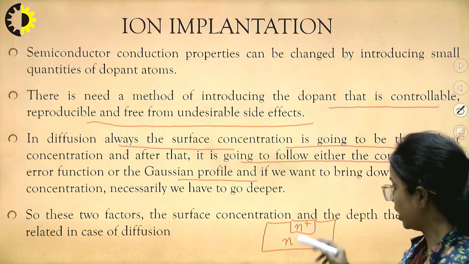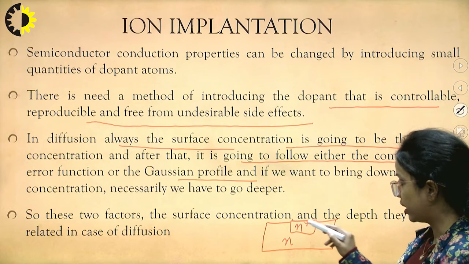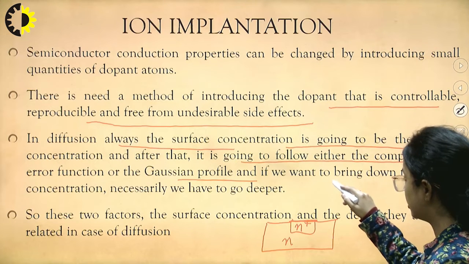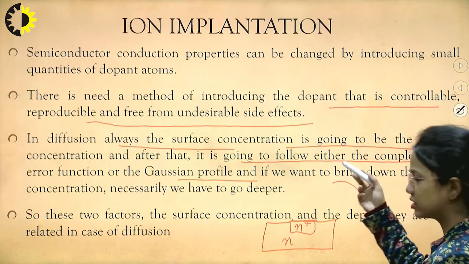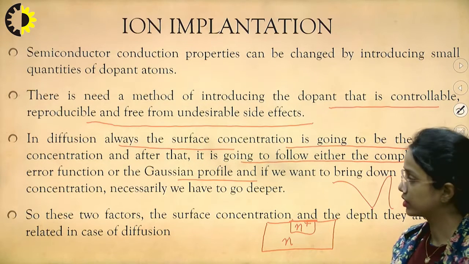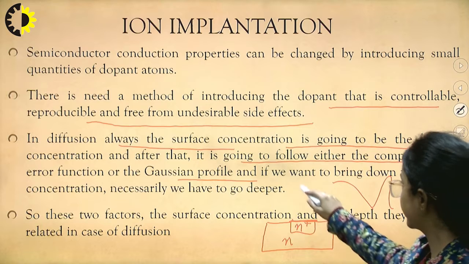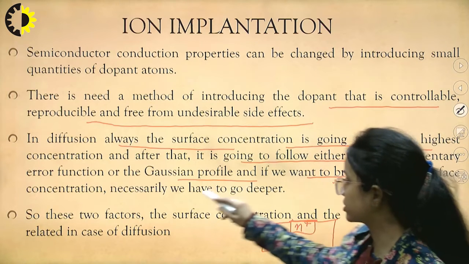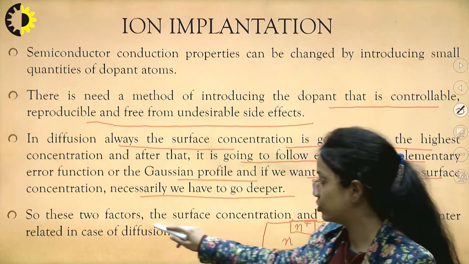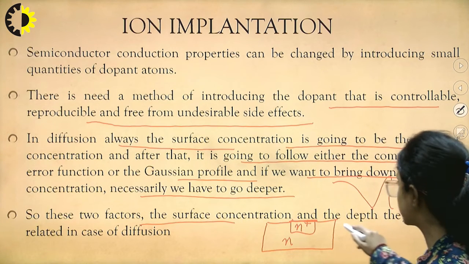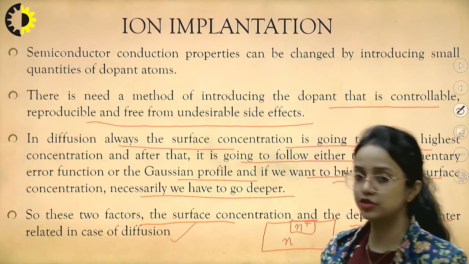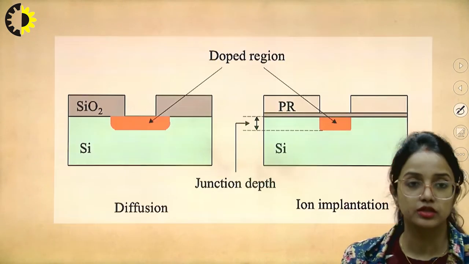Which means at the boundary it is maximum. After that, there will be either an error function profile or a Gaussian profile, and either way it is always falling. So, if we want to bring down the surface concentration, necessarily we have to go deeper. So, there are two factors, the surface concentration and the depth, that are related issues in the case of diffusion.